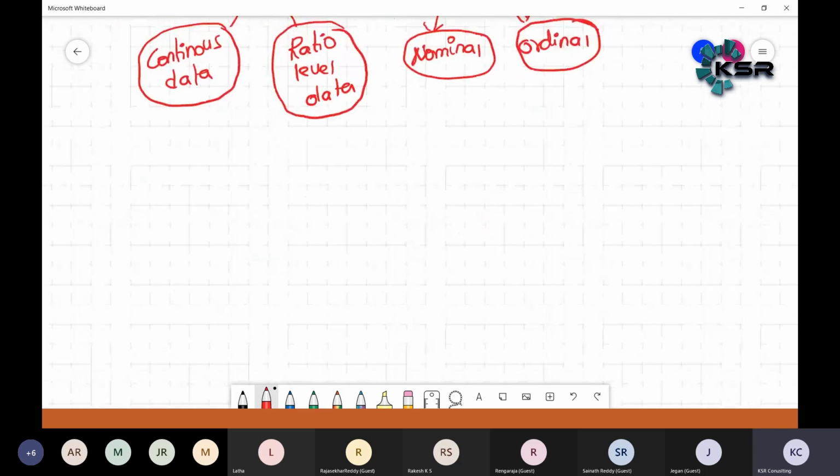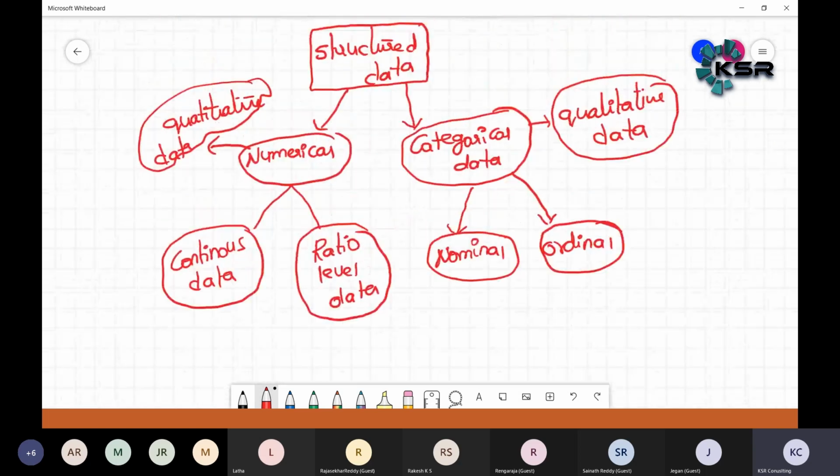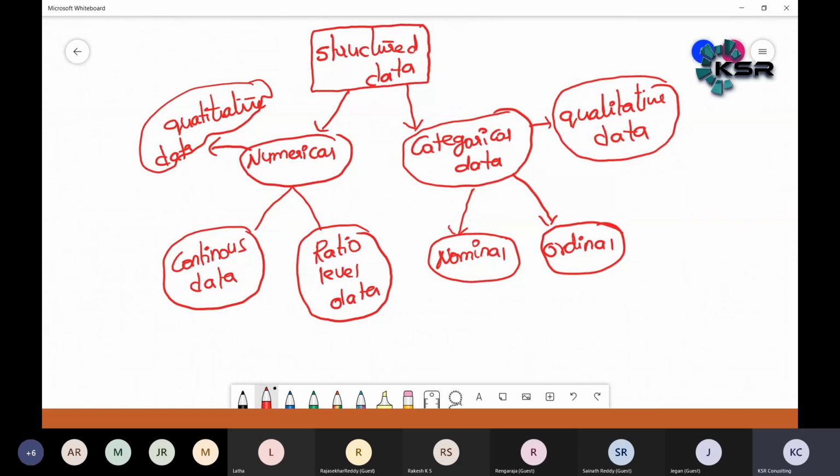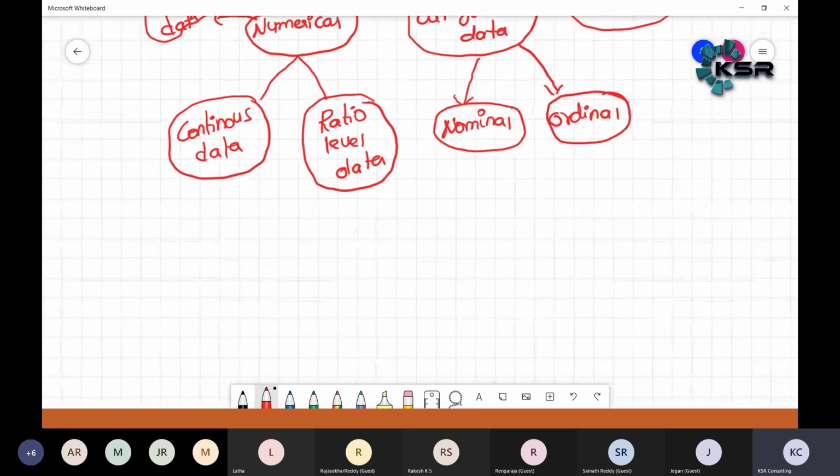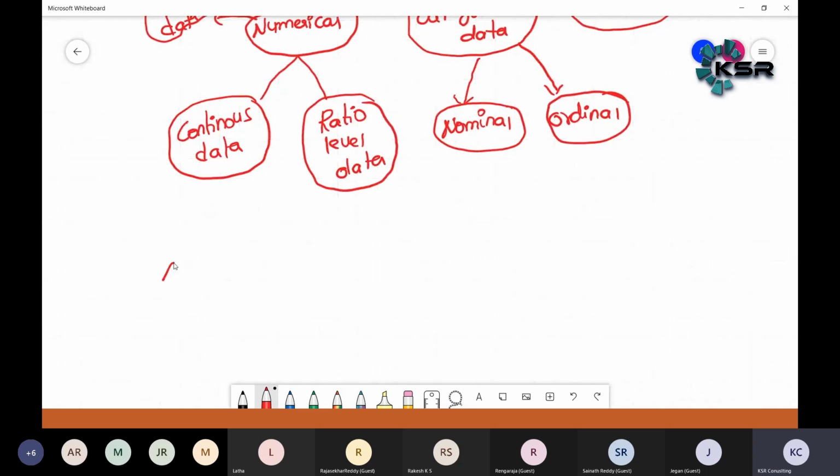So let's try to understand structured data. Two types. One is numerical data. Second is categorical data. Numerical data are two types: continuous data or ratio level data. Categorical data are two types: nominal data or ordinal data. So let's try to understand nominal data.